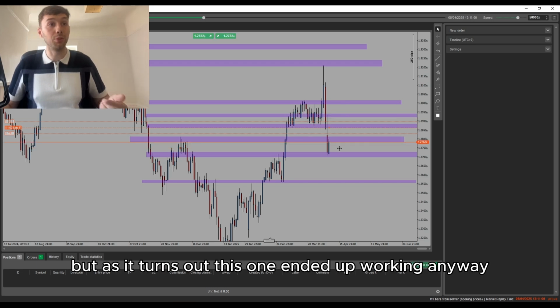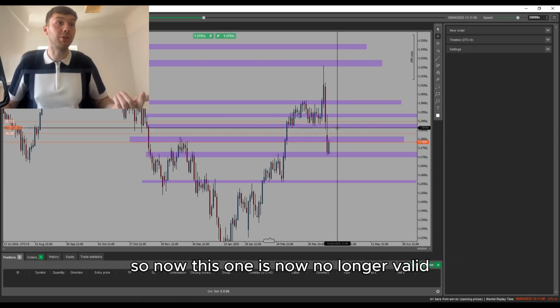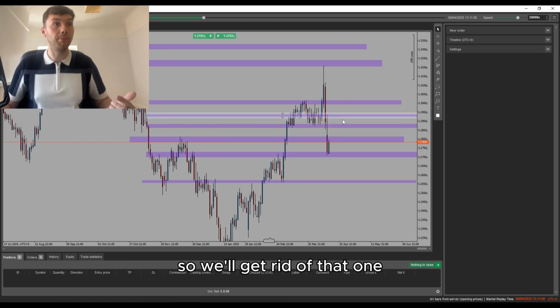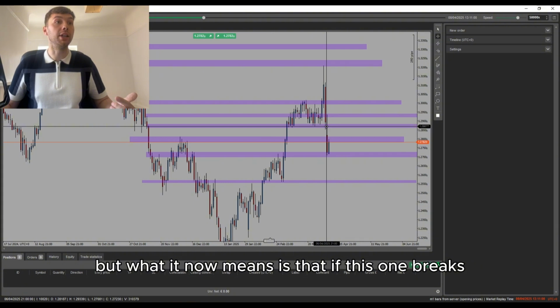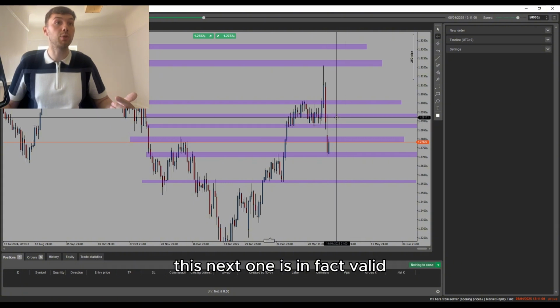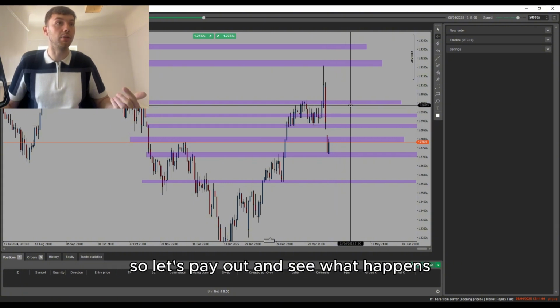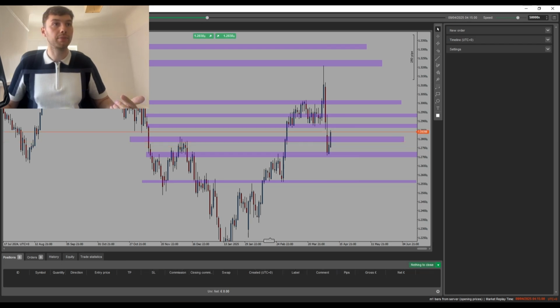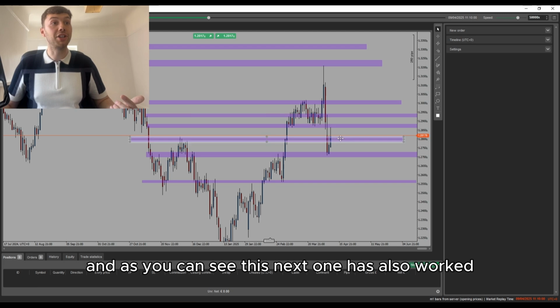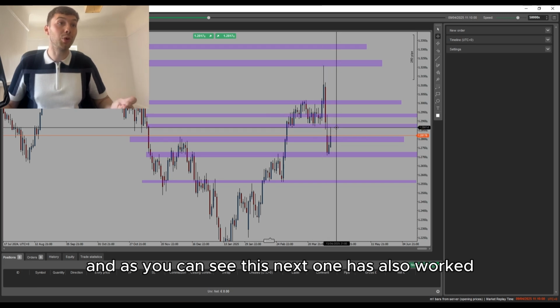But as it turns out, this one ended up working anyway. So now this one is no longer valid, so we'll get rid of that one. But what it now means is that if this one breaks, this next one is in fact valid. So let's play it out and see what happens. And as you can see, this next one has also worked.